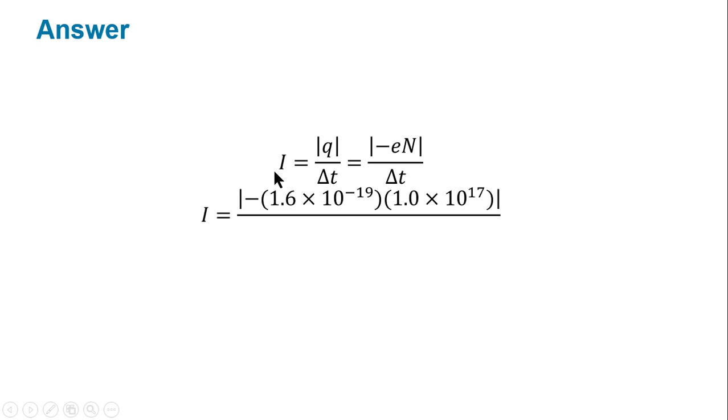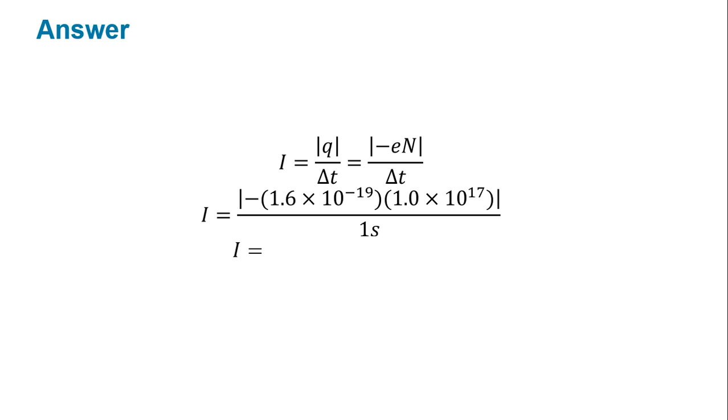So this is how many electrons. This is the charge of an electron, but you have that number of them. So Q is your charge. This is your elemental charge, and this is the number of them. That would give you your charge, divided by 1 second.